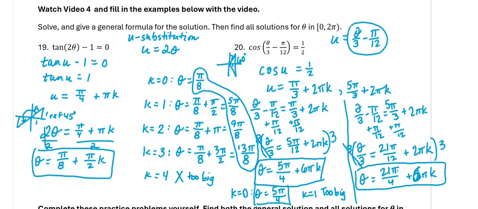But is 21 pi over 4 even in 0 to 2 pi? No, no, it is not, right? If we divided 21 by 4, we would get 5 pi and something. So there is no solution in the unit circle. So the only solution to the problem that is between 0 and 2 pi is this 5 pi over 4. And then the general solutions still stand for both of them.